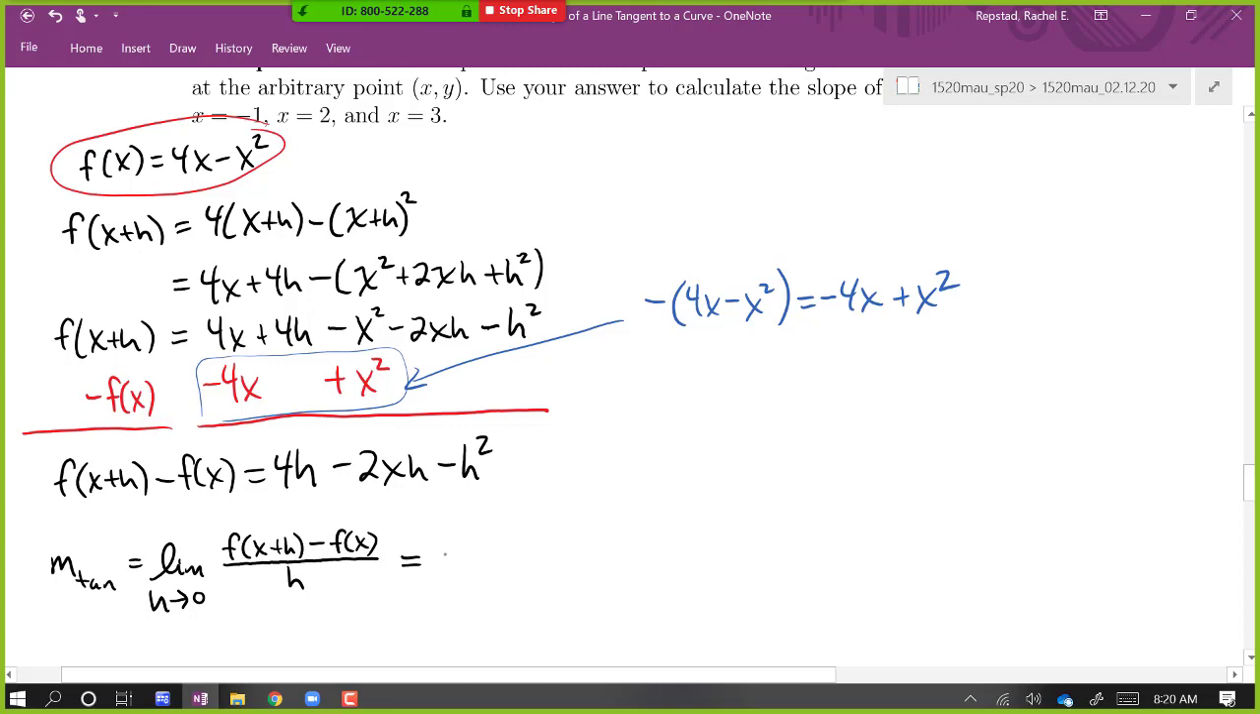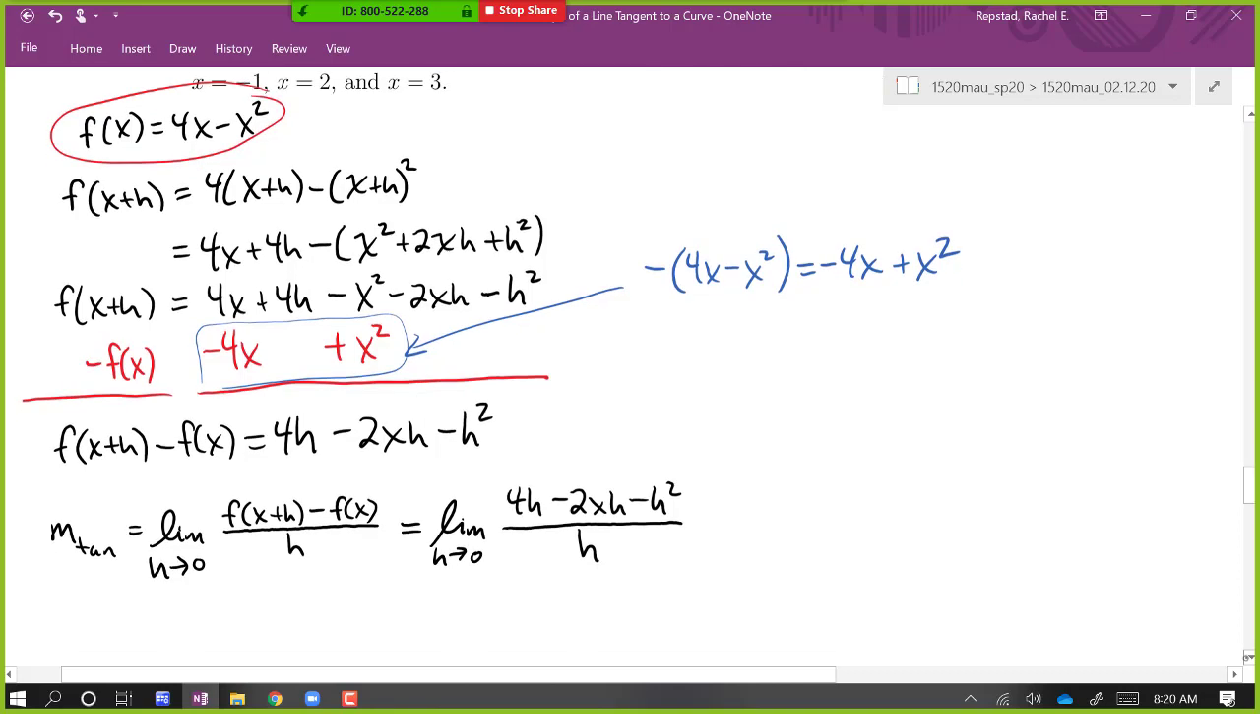So this is the limit as h approaches 0 of, on top we have 4h minus 2xh minus h squared, all over h. So here's the limit that we want to evaluate. Of course, the problem with this limit, and I think it's one we could have identified as soon as we introduced this limit on the last page, is that I want the limit as h approaches 0, and I can't let h be 0 right now because it'll make me divide by 0. But you'll notice every term in the numerator has a factor of h, so let's factor it out.